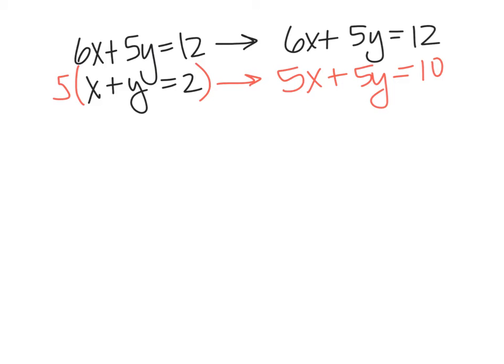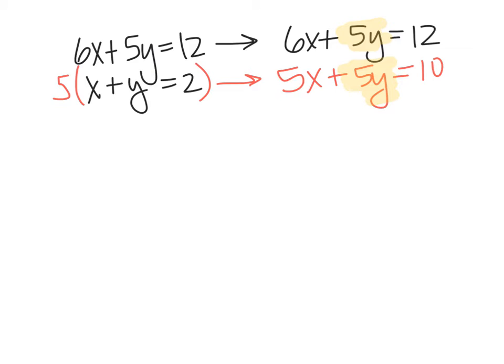Now you'll notice I've got two variables that are matching. So I've got a 5y here and a 5y here. Now, you may have been taught to multiply through by a negative so that it changes the signs, and then you can always add. I don't like that method. I would prefer to find a way to eliminate the variables.